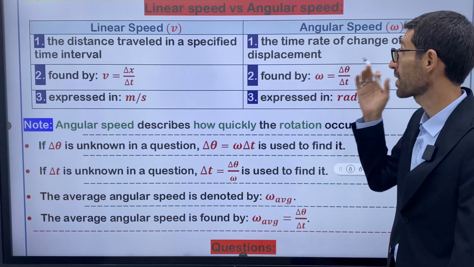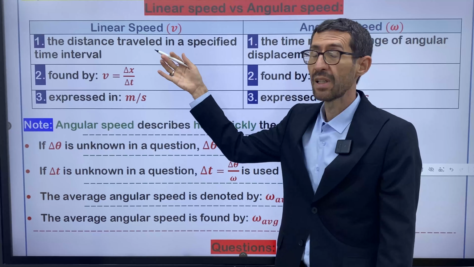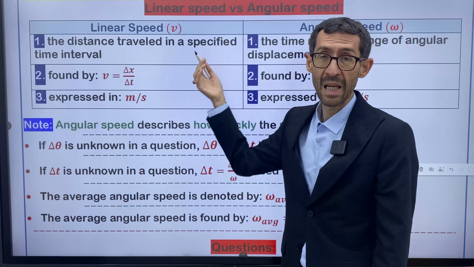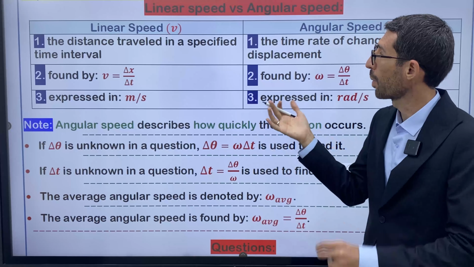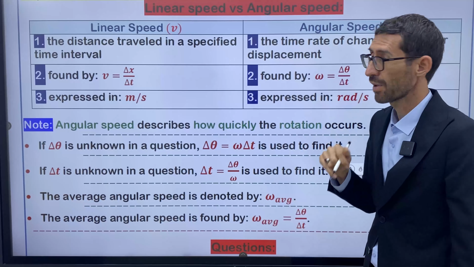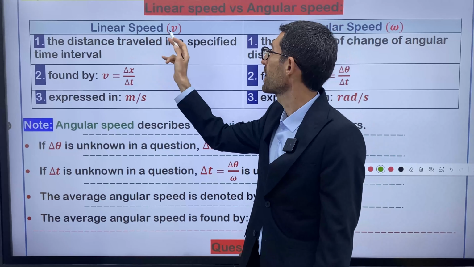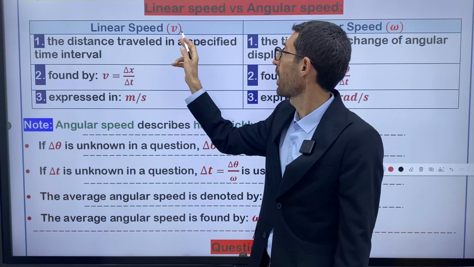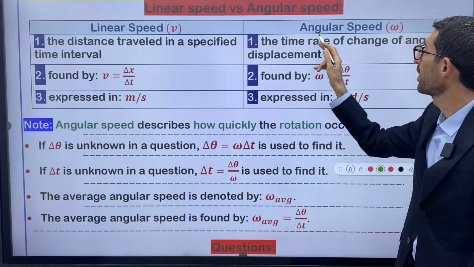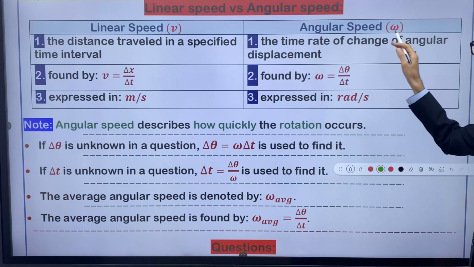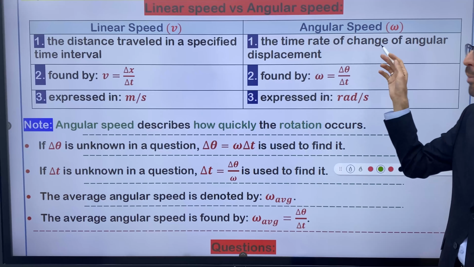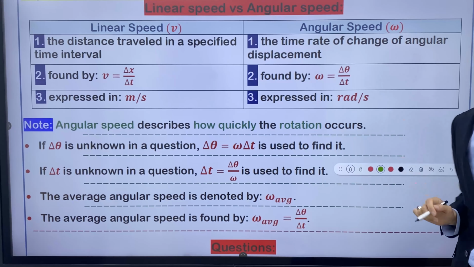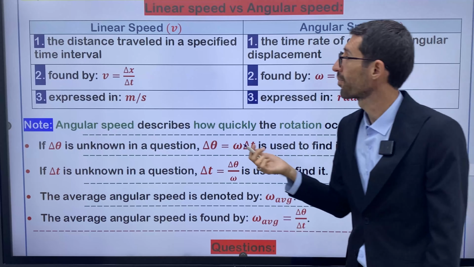I prepared a table for you for comparing linear and angular speed. Linear speed is denoted by V, a small v. Angular speed is denoted by omega. This is called omega, right? It's not W, it's omega. It's a Greek letter.